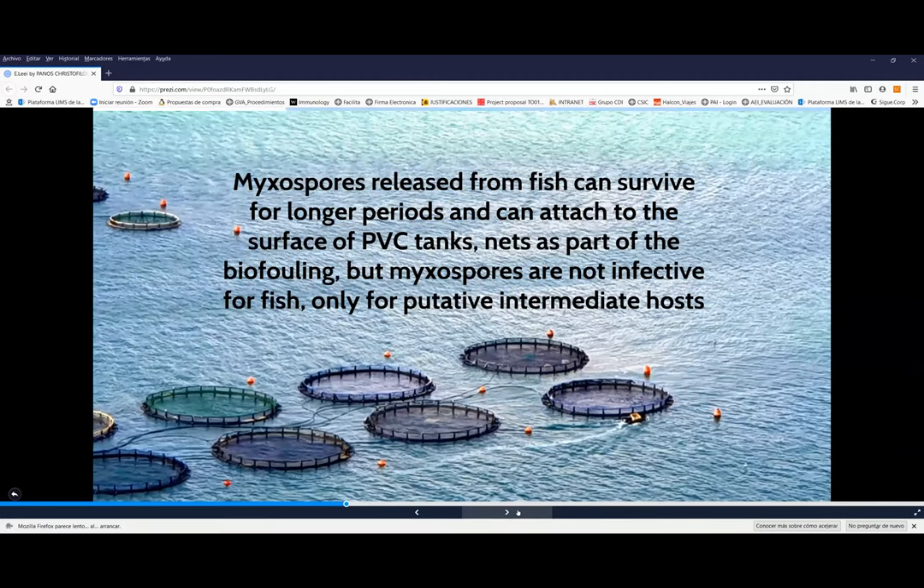Infected fish also release myxospores, which are spores that are not infective for other fish. However, they can infect another host of this parasite, an invertebrate that we still don't know which one it is. And this parasite will develop within the invertebrate, and then the invertebrate will release infective spores for the fish. So we have a risk there. It's this unknown invertebrate, and it's difficult to manage because we still don't know which is this different host.